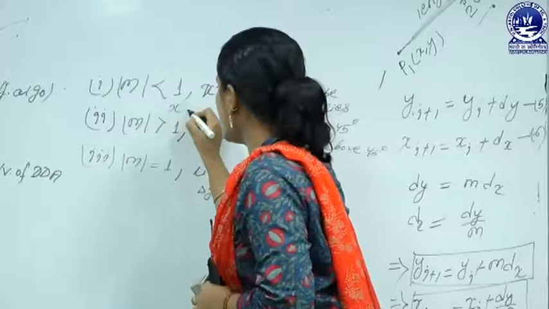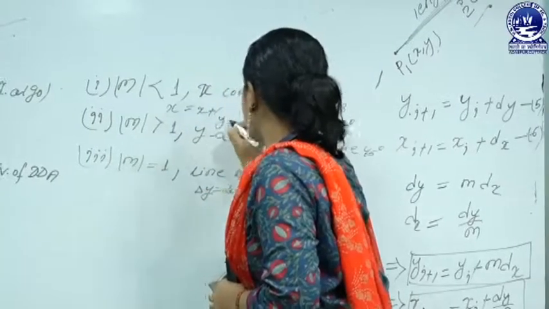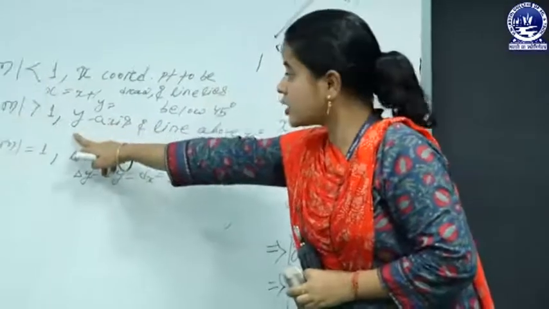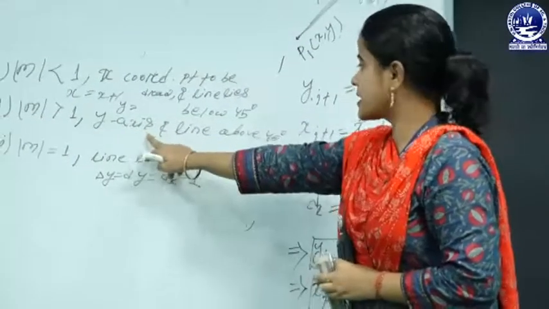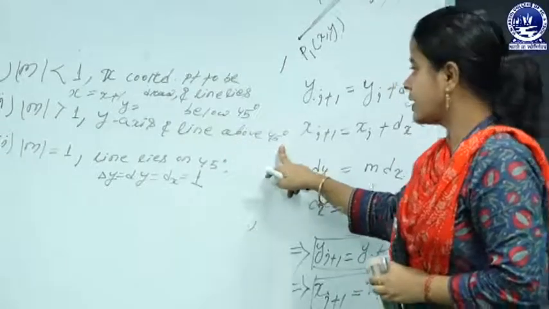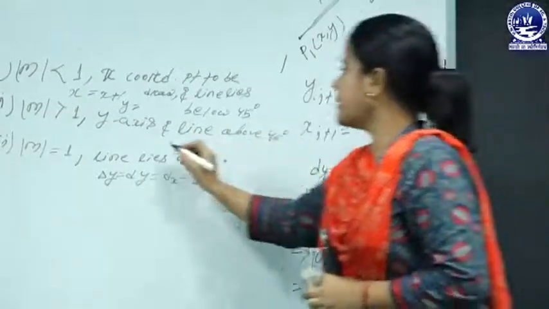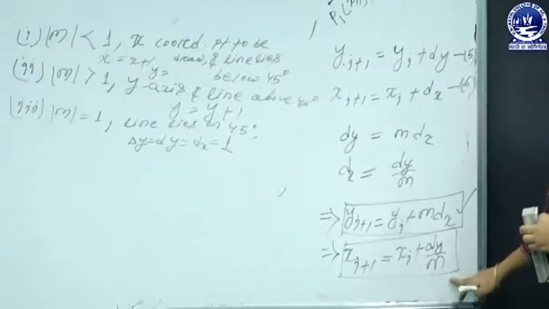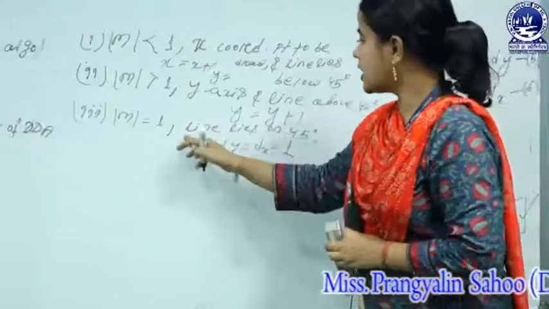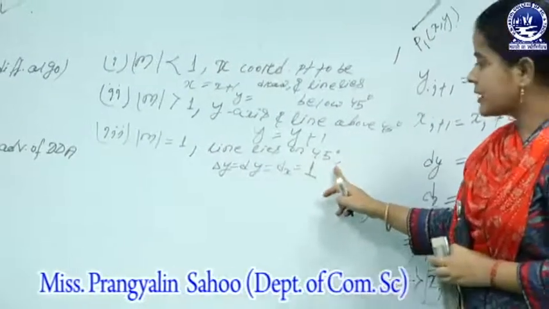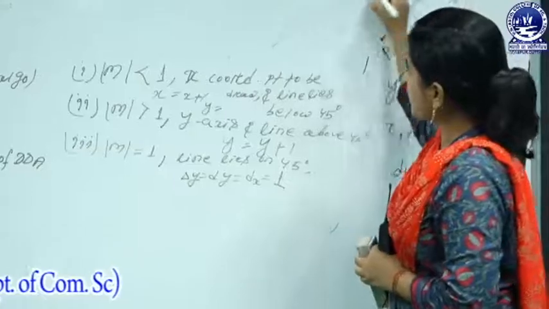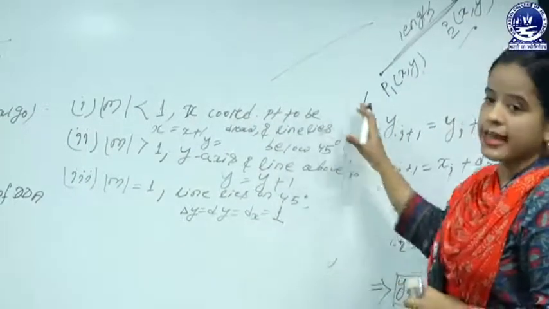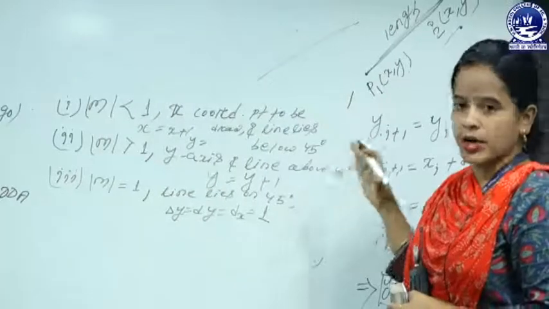Here x equal to x plus 1, but y equal to yi plus m dx. But when the slope is greater than 1, here the point moves towards the y axis and the line is above the 45 degree. Here y equal to y plus 1 and x equal to xi plus dy by m. But whenever the slope is equal to 1, here the line lies on 45 degree. That means the line differential values are not changeable. This is the constraint of the particular DDA line drawing algorithm when the line is to be rasterized.